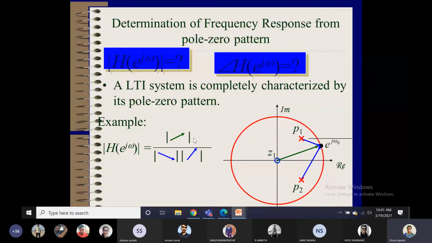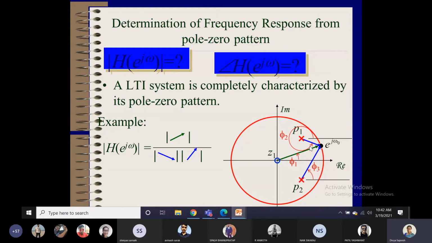Now to find the phase response from the pole zero plot, we need to find out some angles of the zeros and the poles. So let us mark the reference for these angles: the angle from the x-axis in the anti-clockwise direction. So for the zero, the angle is marked phi 1, for the pole P1, the angle from the x-axis in the anti-clockwise direction is phi 2, and for pole P2, the angle is phi 3.